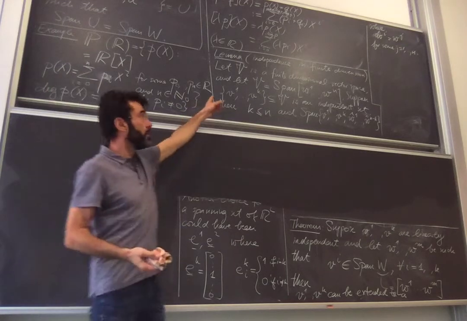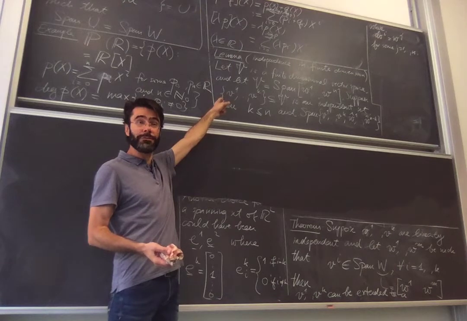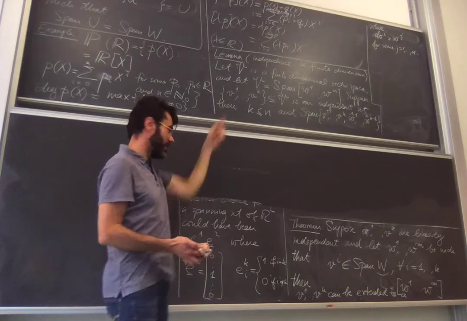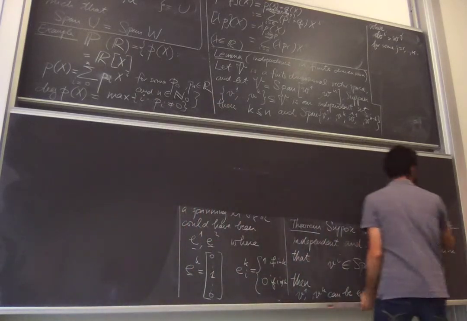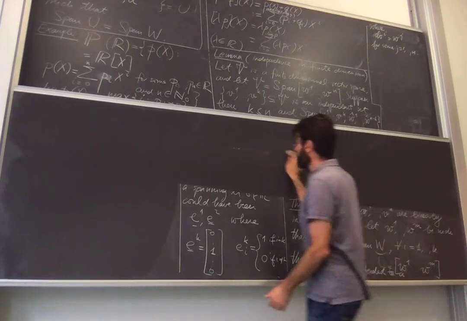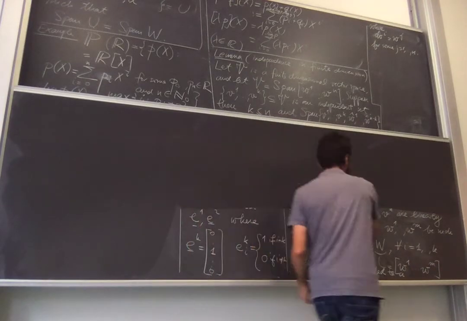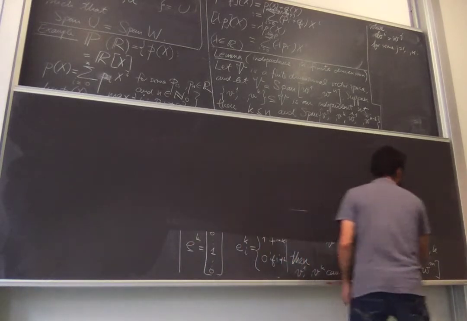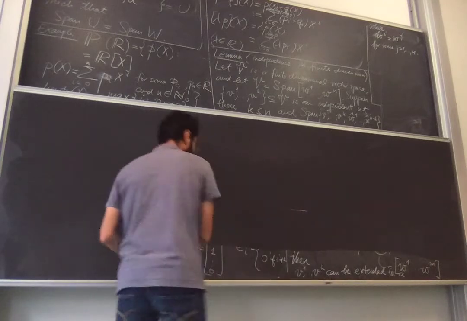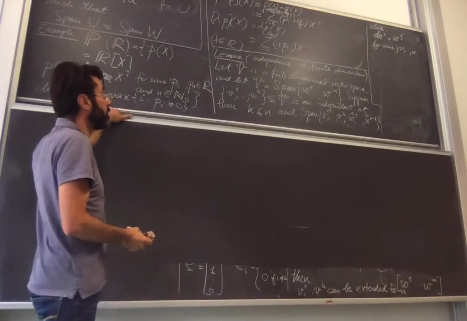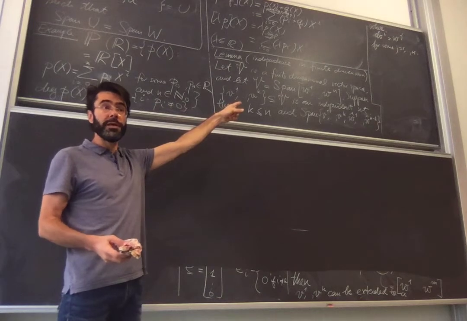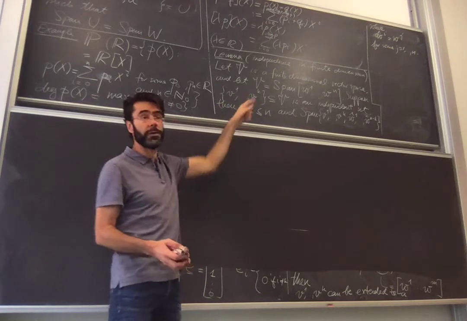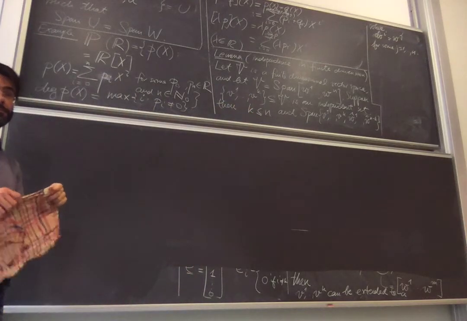Is it clear what I'm saying? V1 cannot be 0. Should I repeat this? Should I write it down? Okay, it's clear. So V1 cannot be 0. So if it's not 0, and it is a linear combination of the W's, right? It must be a linear combination of the W's. Why? Because the W's span the space V, and V1 belongs to V, and therefore it has to be a linear combination.